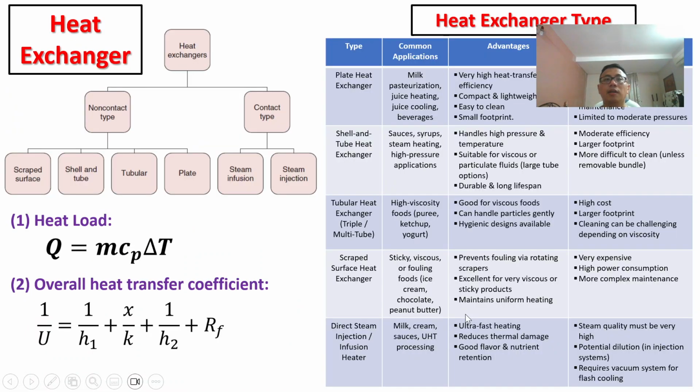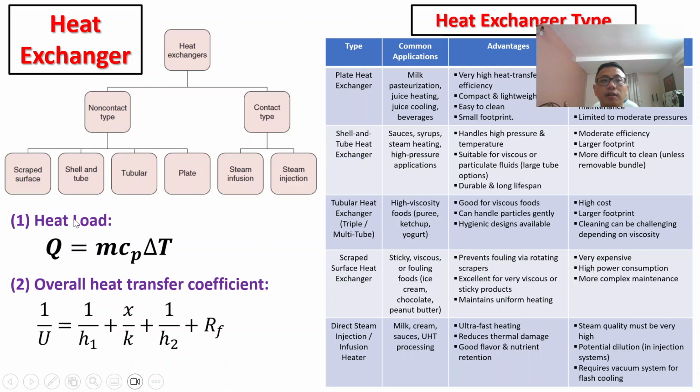Then we talk about heat exchangers. There are two general types of classification system; we use this one: non-contact and contact type. Under non-contact type, we learn a few: scraped surface, shell and tube, tubular, and plate. The contact type includes steam injection and steam infusion.